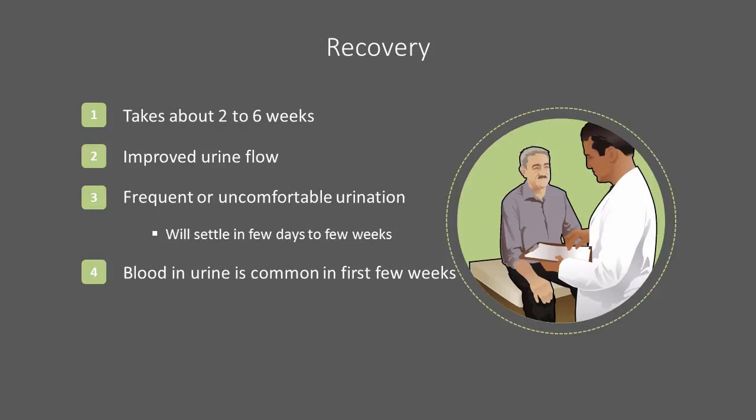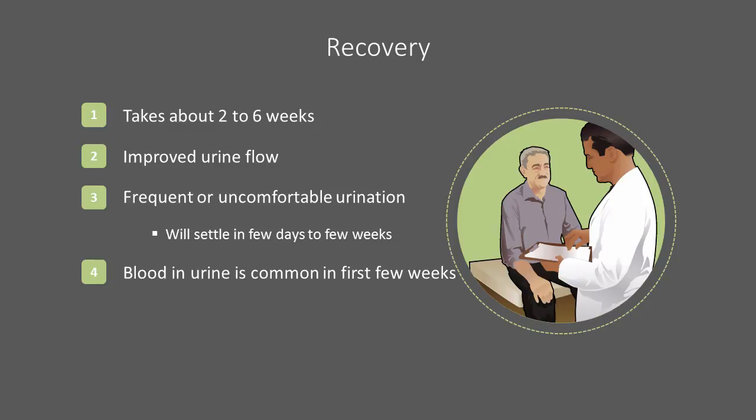Recovery from a TURP typically takes about 2 to 6 weeks. You should immediately notice an improvement in urine flow. Urination may be frequent and mildly uncomfortable during the recovery period, but frequency and pain will gradually diminish over the first few days to weeks. It may take a few months until the final results of surgery are known.